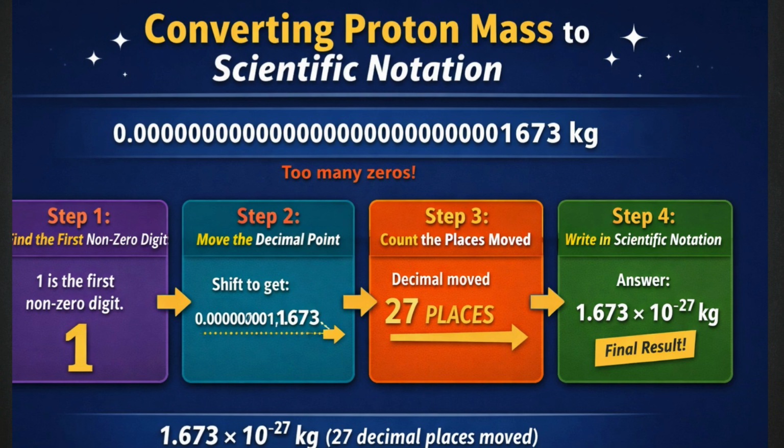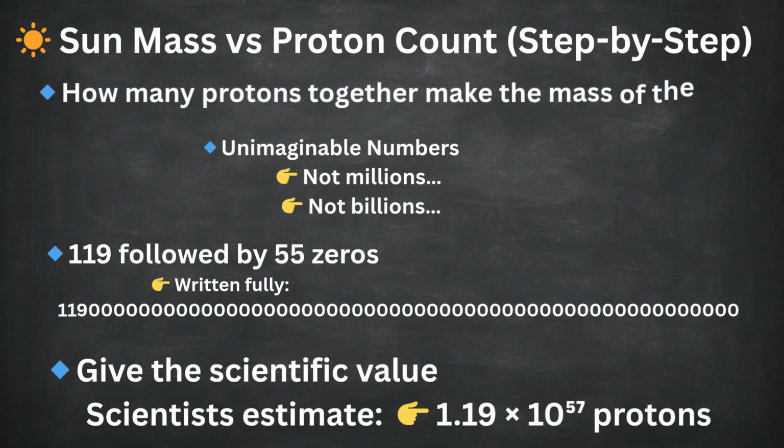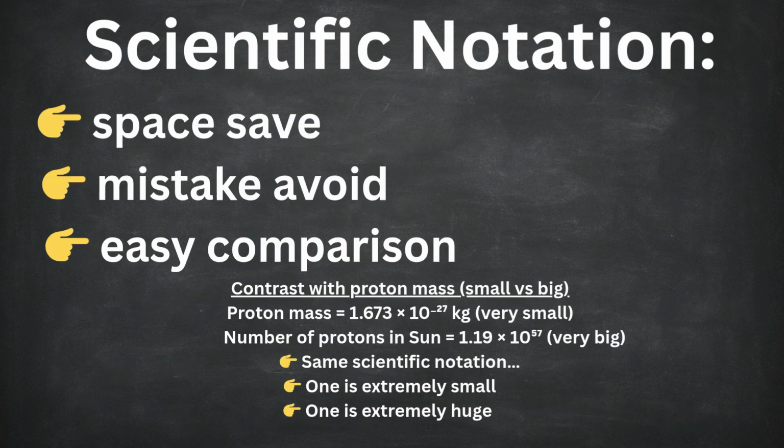Now let's go to something huge. Imagine the number of protons in the sun. It is unimaginably large, not billions, not millions. So we write it as 1.19 into 10 to the power of 57. Positive power means huge numbers. So, why do we use scientific notation? It saves space, it avoids mistakes, it makes comparison easy.